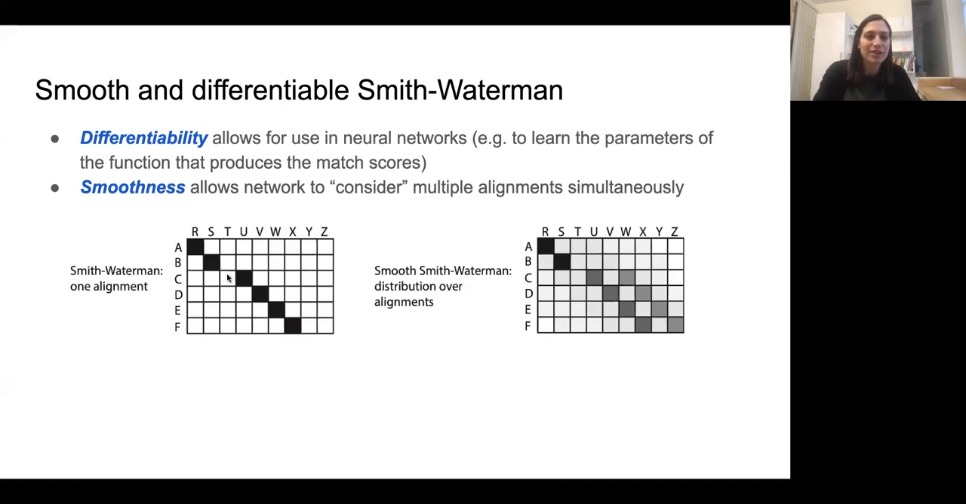So to summarize what this looks like, Smith-Waterman, if we're trying to align these two sequences, would say R and S definitely align to A and B, and U through X definitely align to C through F, whereas our approach would be able to express something like this: R and S probably align to A and B, but U through X, maybe they align to C through F, or maybe they align over here to W through Z.